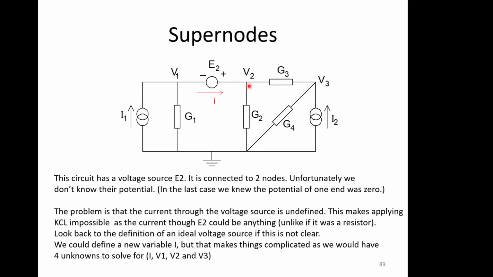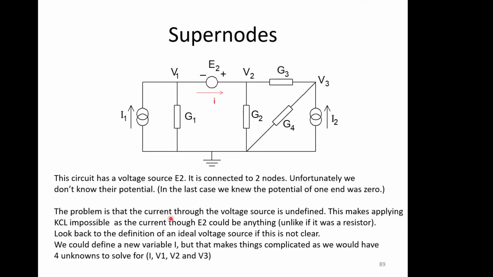Unfortunately, we don't know their potentials. In the previous case, we knew the potential of one node, it was at ground, and we knew the potential of the voltage source, and so we knew the potential of this node here. Now all we know is there's a difference in potential between these two nodes, but we don't know what the actual potentials are. All we know is that this node is going to be E2 bigger than this node.